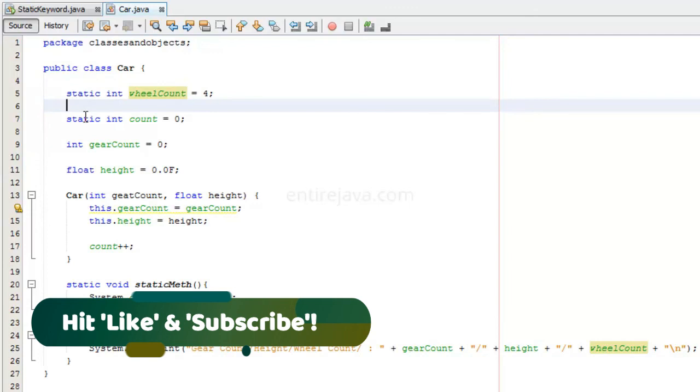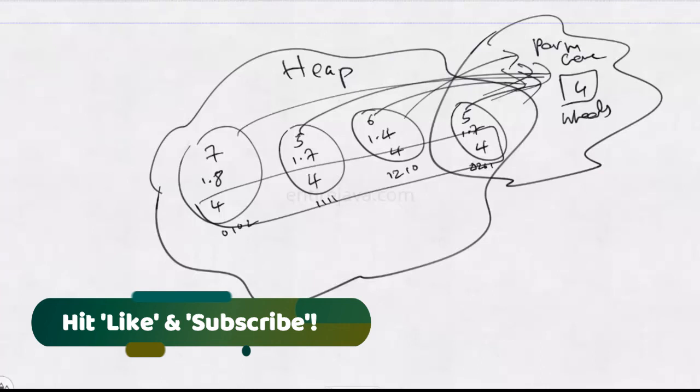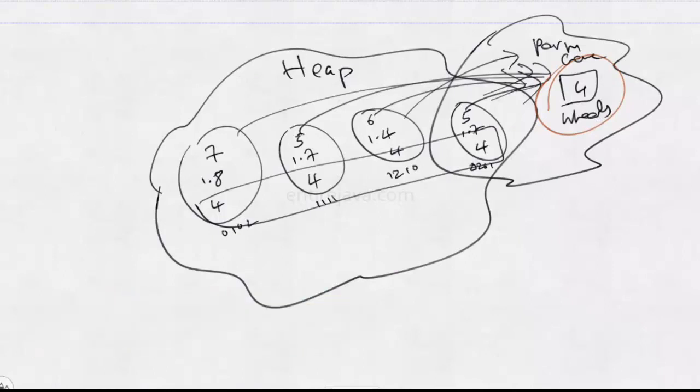There is one risk associated with static variables. Let me show you what I mean. Since this static variable is accessible across the entire application, from anywhere in the program we can change the value, and that will impact all the objects across the application, which is not intended. For example, I don't want anybody to change the value of the number of wheels because I know it would always be 4. So how do we handle this?